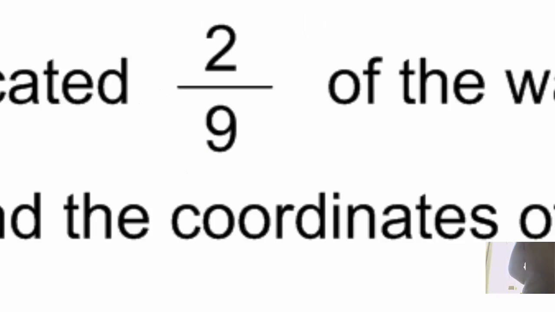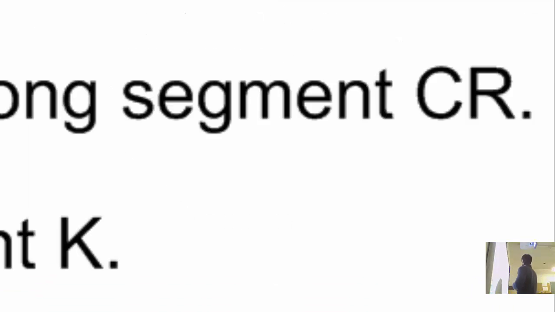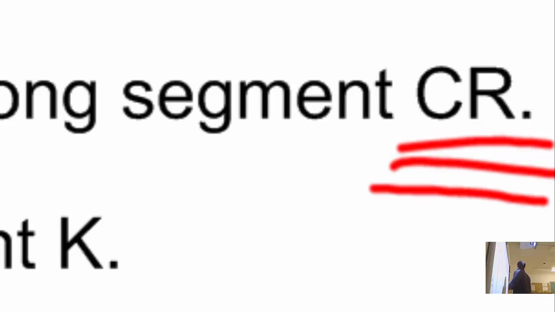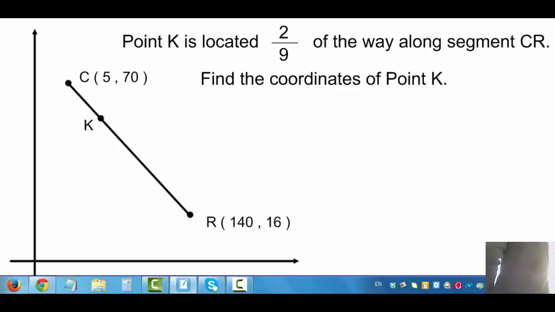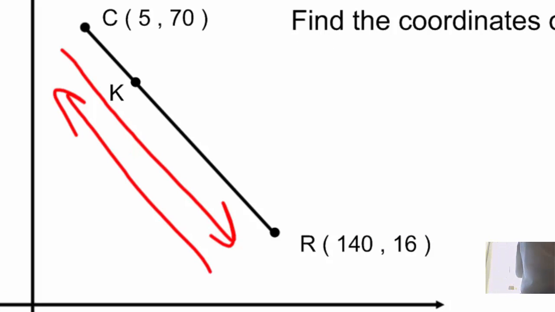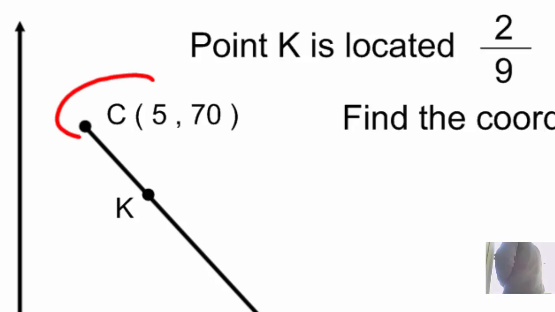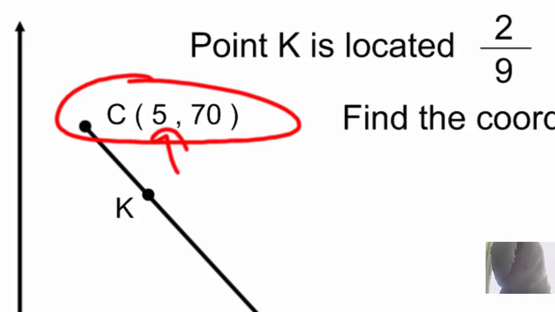Point K, which is this, is located 2 divided by 9 of the way along the segment CR. I need you to pay attention to this. CR. That means we're going to start from C. CR. We're going to go this way, not the other way around. Therefore, it is important to know which letter the segment starts with, which point it starts with. It starts with C. So your x1 is 5, your y1 is 70.